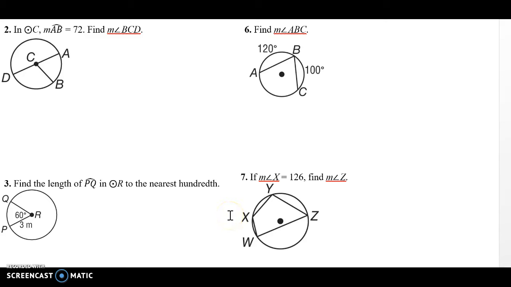Alright guys, here's part 2 of the chapter 10 review. We left off on number 6. Okay, so number 6 says find the measure of angle ABC.